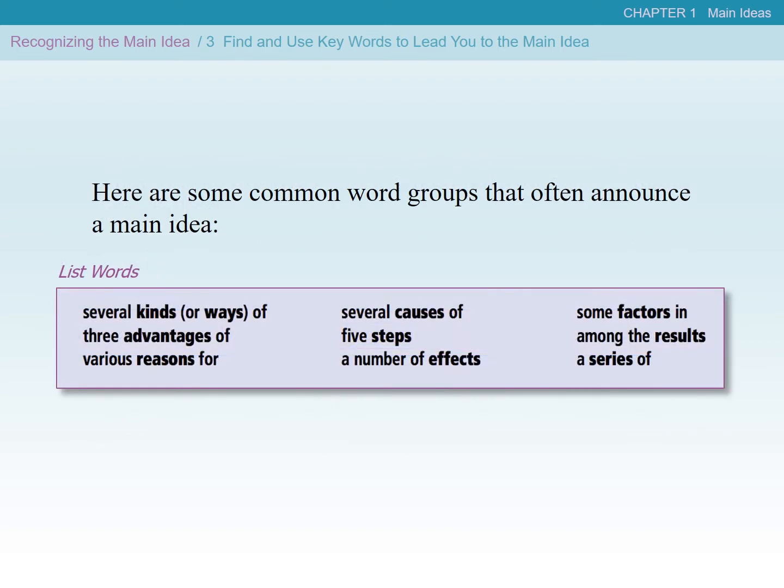So here are some common word groups that can announce a main idea. What you need to understand here is not necessarily these specific words, although many of them will appear commonly. What you need to understand is the general format here. You have something that indicates a number, either specifically or non-specifically. Several would be non-specific, 3 or 5 or 2 or whatever it may be would be specific. And then you have a plural noun. It could be modified by more adjectives, but in general, some kind of a number word followed by a plural noun might be a good indication that they're introducing the main idea.